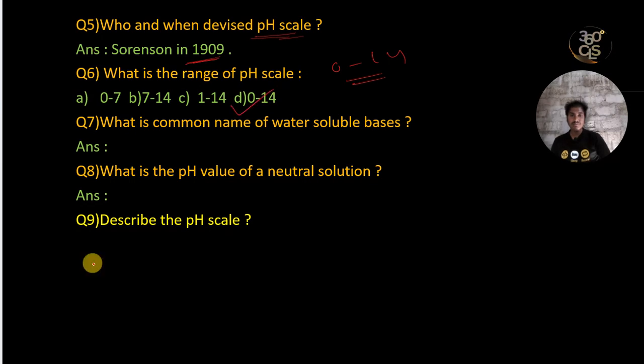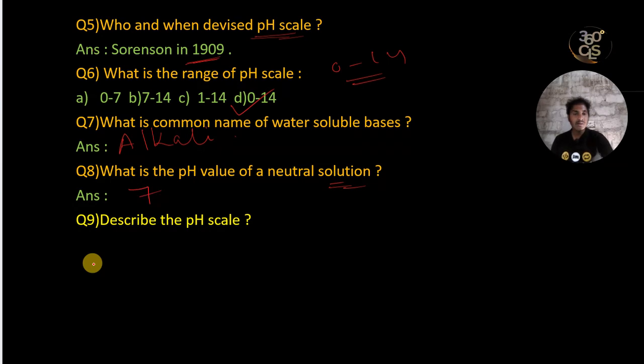The next problem is what is the common name of water soluble bases? That is alkali. Then the next problem is what is the pH value of a neutral solution? The pH value of a neutral solution is 7.